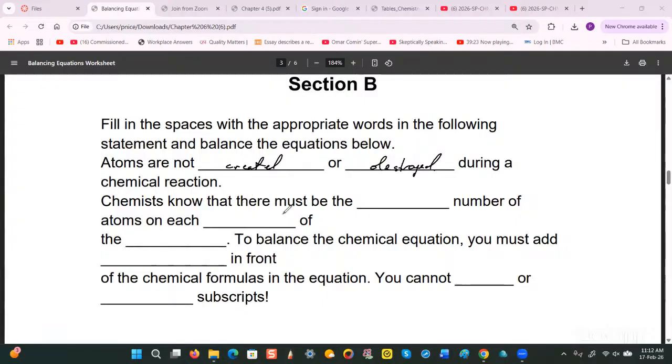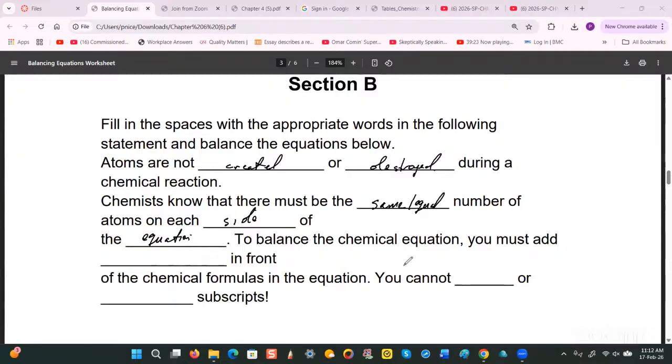Chemists know that there must be the blank number of atoms on each blank of the blank. Same or equal number of atoms on each side of the equation.